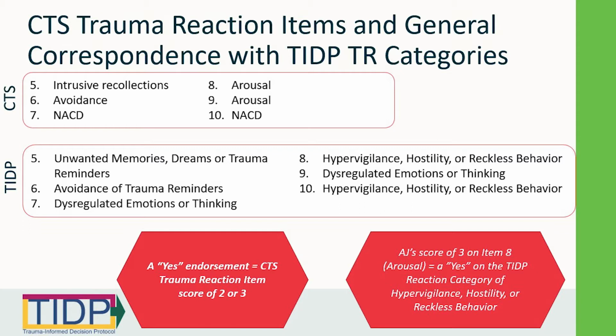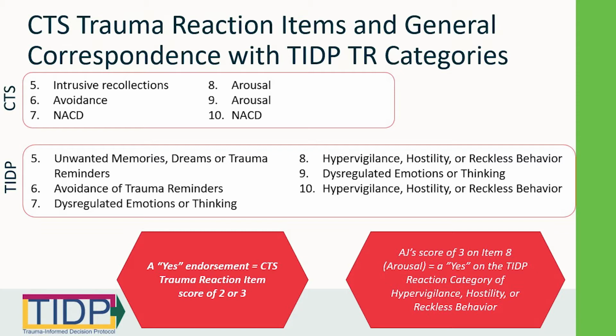AJ also endorsed item number 6 at a 2 or a 3 as well. So that's indicative of avoidance, and he acknowledges that he attempts to avoid thinking about his friend who was shot and killed last year. And he also spends a lot of time doing external avoidance as well, staying out of the home as a way to avoid reminders about the conflict between his mom and his stepdad. So that 2 or 3 score on item number 6 will be used to indicate a yes, that AJ's experienced avoidance of trauma reminders on the TIDP.